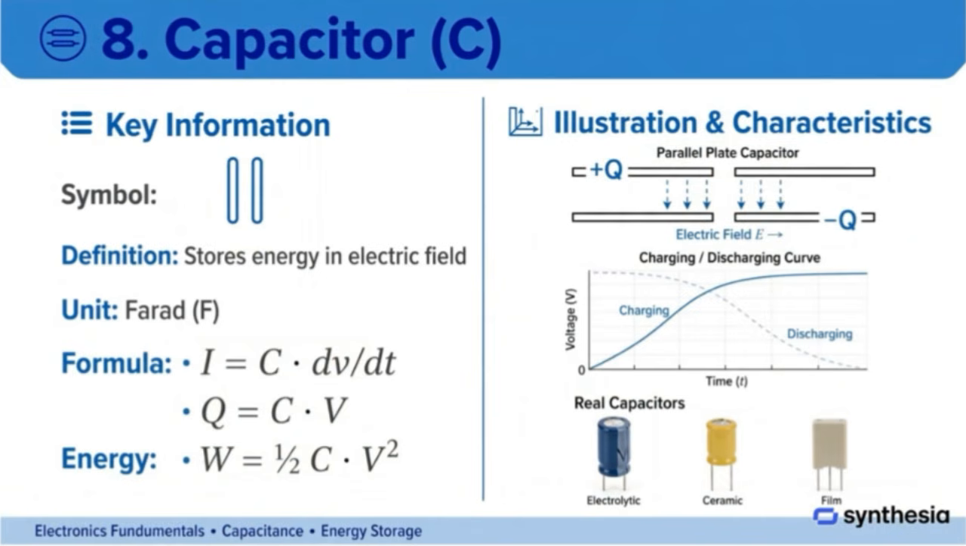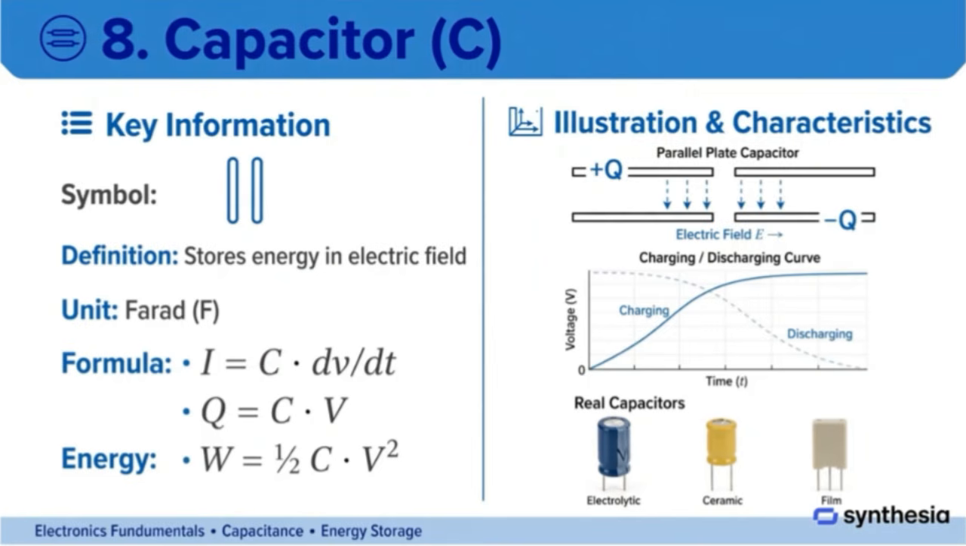Capacitor. A capacitor stores energy in an electric field between two plates. Its SI unit is farad. Its practical units are microfarad, nanofarad and picofarad. The charge stored in a capacitor is expressed as Q is equal to C into V. Current flowing through a capacitor is given by I is equal to C dV upon dt. A capacitor opposes change in voltage. Energy stored in a capacitor is given by W is equal to 1 by 2 into C into V square.